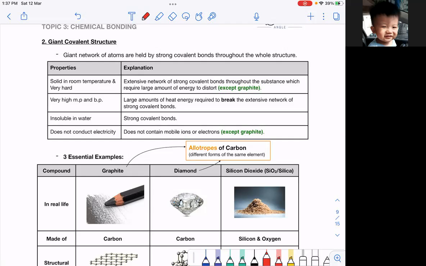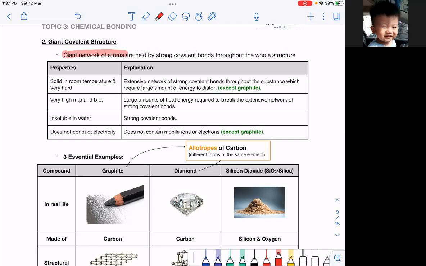When we talk giant, they are a giant network. That means they are endless. I'll draw some drawing, but what happens is everything is connected endlessly into one molecule. So it's quite crazy to think about it. Like diamond. Diamond is one molecule. But we don't even call it molecule because one diamond is made of how many carbon atoms? A trillion. I don't know how many, but too many.